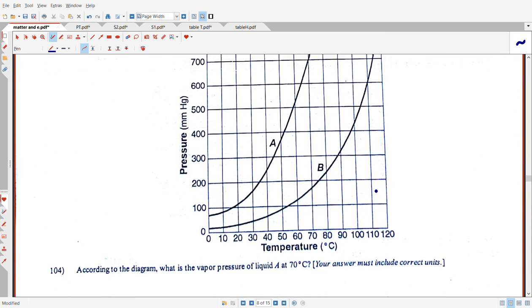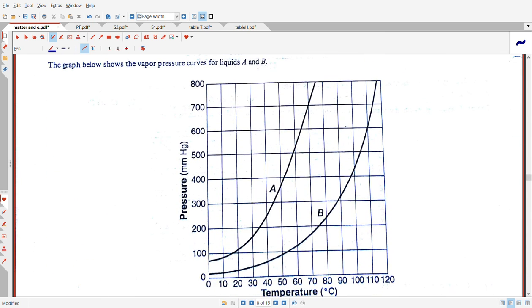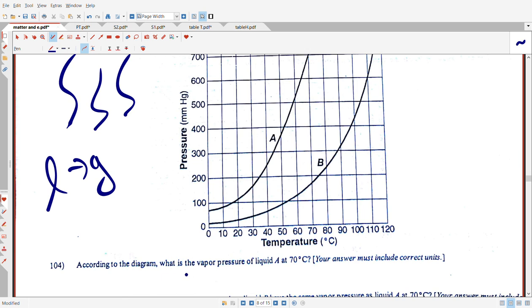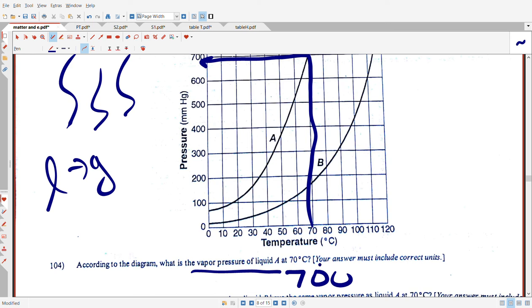Okay, vapor pressure. This shows the pressure coming off of vapor, I guess when it's going from liquid to gas. According to the diagram, what's the vapor pressure of liquid A at 70 degrees? Go to 70 degrees. Go to A on the line. You go over here. And what is it? 700 pressure. One of the units for pressure is millimeters of mercury.